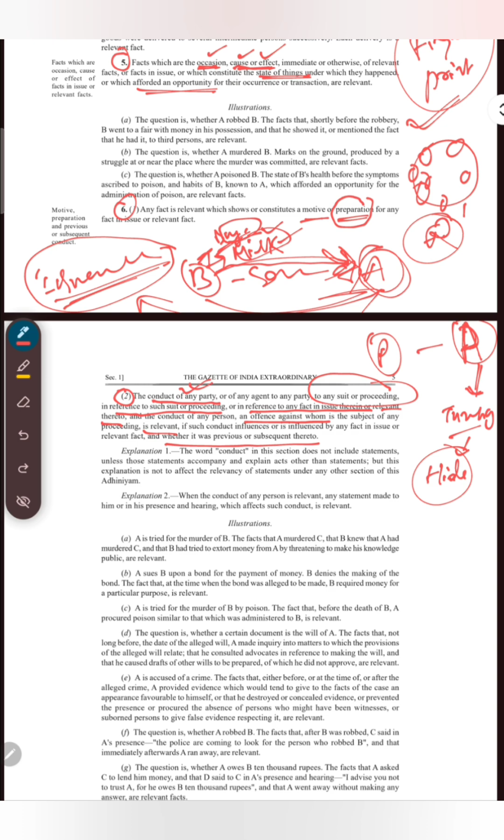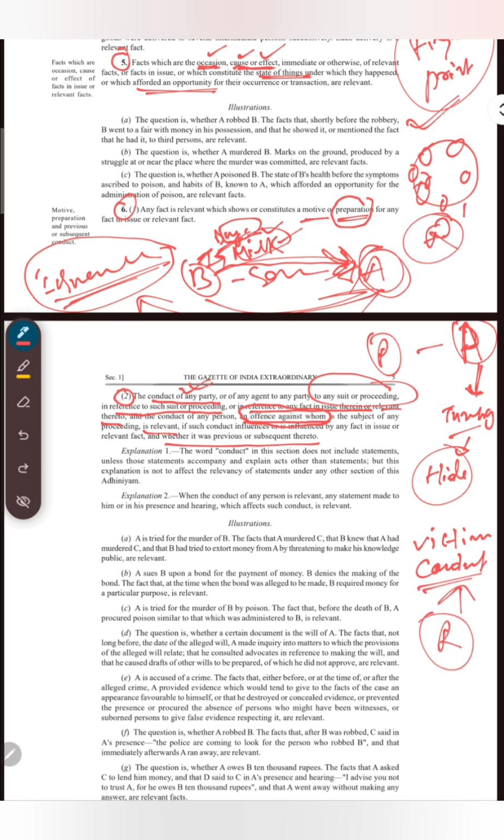Okay. So here it is given the conduct of any party or of any agent to any party, the agent of A's conduct will also be relevant. In reference to such suit or proceeding, or reference to any fact in issue therein or relevant thereto, and the conduct of any person, an offense against whom, that is the victim, is subject of any relevant fact. Victim's conduct can also be relevant.